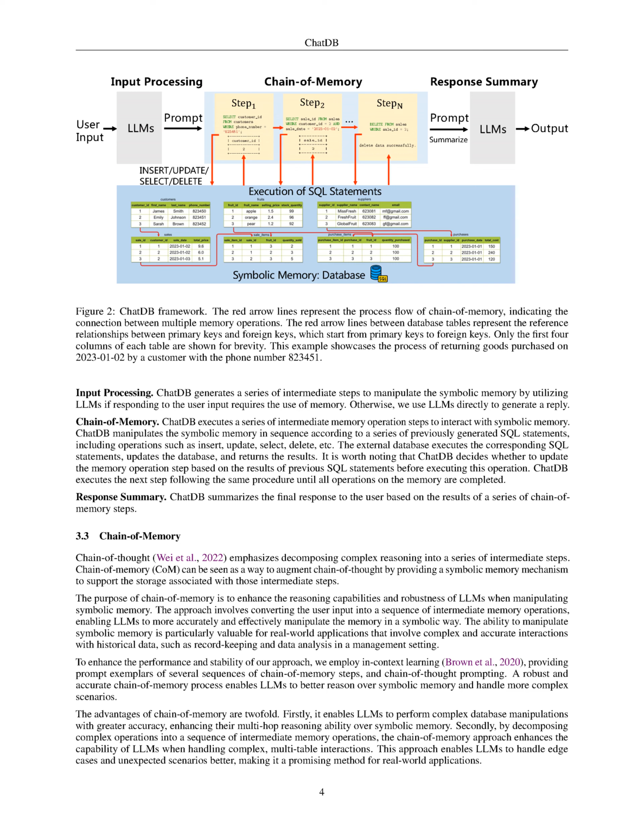Section summary. The chain of memory, COM, approach enhances the reasoning capabilities and robustness of LLMs by providing a symbolic memory mechanism to support the storage of intermediate steps. This approach enables LLMs to better reason over symbolic memory and handle more complex scenarios, making it a promising method for real-world applications such as record-keeping and data analysis in a management setting. By decomposing complex operations into a sequence of intermediate memory operations, the COM approach enhances the capability of LLMs when handling complex, multi-table interactions.